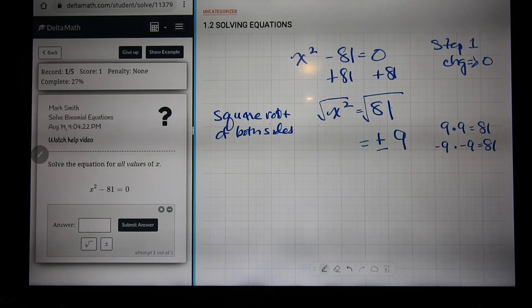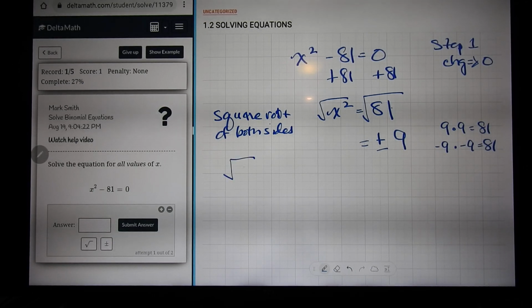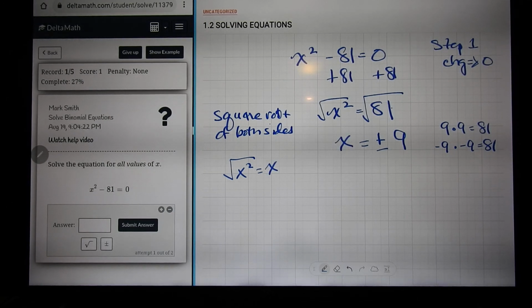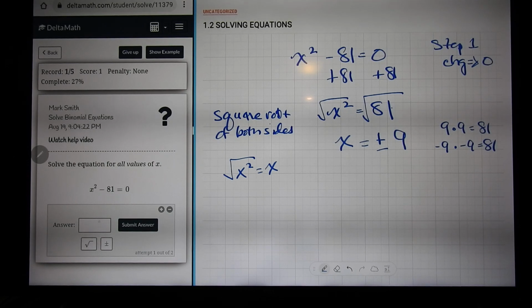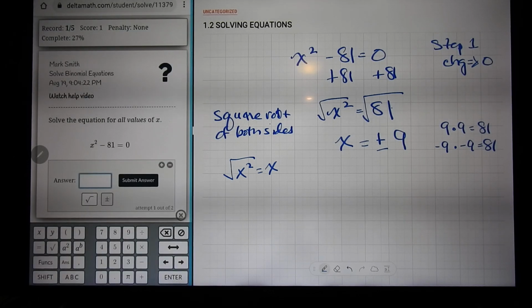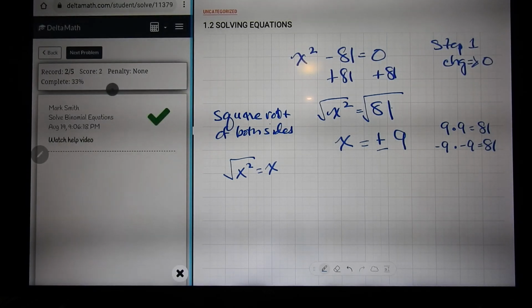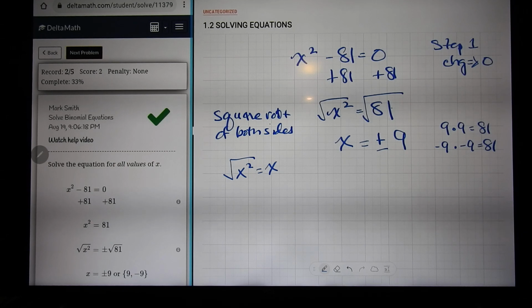On the other side, anytime you have the square root of a square, it's going to equal itself. So that's an x. So we have x equals plus or minus 9. So we go over here and we put in plus or minus and 9, and we submit our answer and check mark.